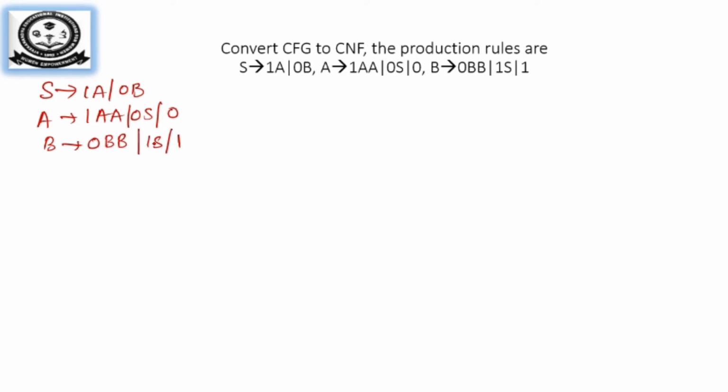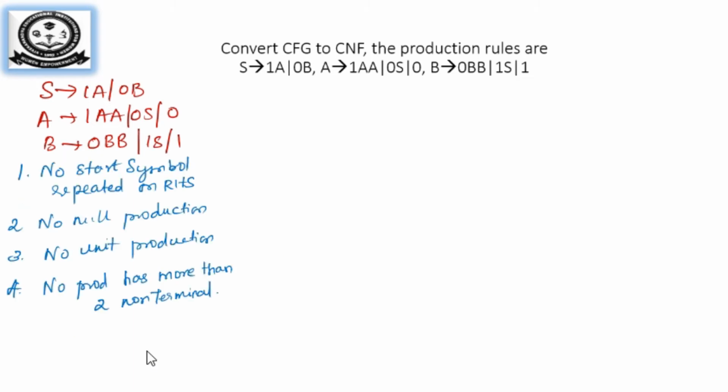So we'll check with the rules. We will apply the rules one by one. First rule, we have to check whether the start symbol is repeated on the right hand side. It is not there. We don't have any null production, there is no epsilon given. There is no unit production. You can see it is either a single terminal or repeated twice. The fourth one is whether any production has more than two non-terminals on the right hand side. There is none. So the first four rules are not applicable.